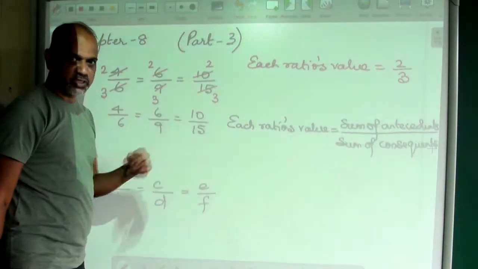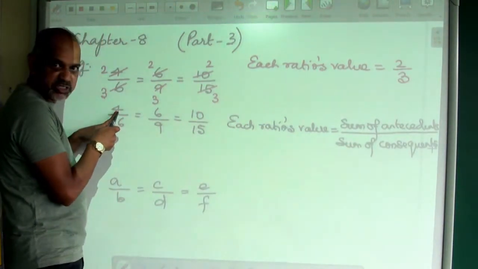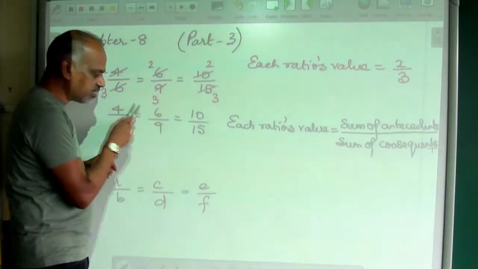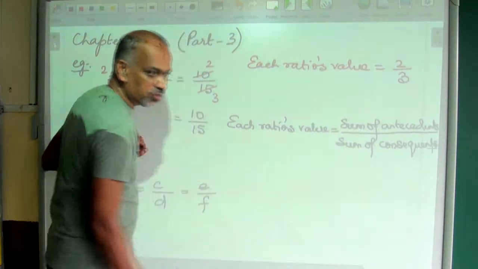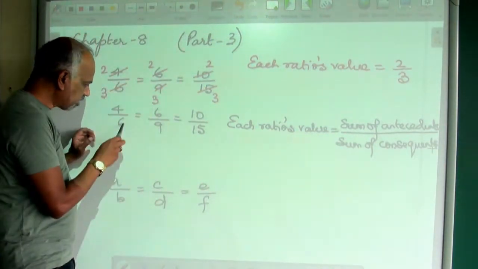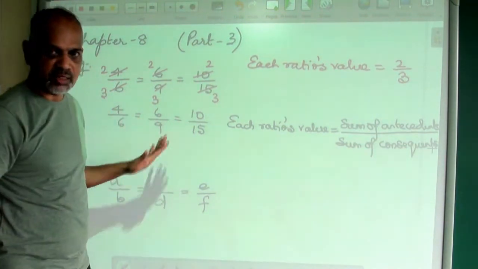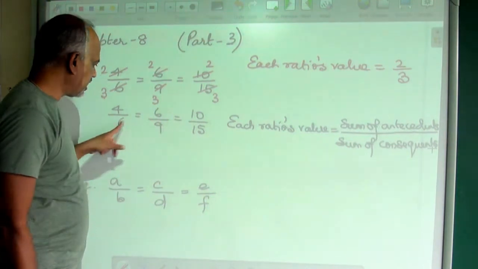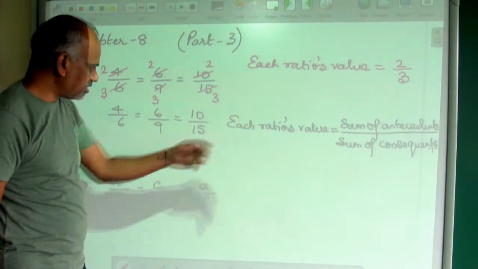In this proportion, antecedents are the numerators which are here, 4, 6 and 10 are the antecedents, and the sum of the consequents: consequents are the denominators which are here. No need to find LCM, nothing. Just straight away add the antecedents and divide it by the sum of the consequents. So let's see whether it works.